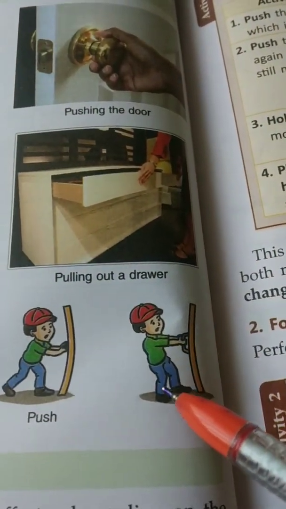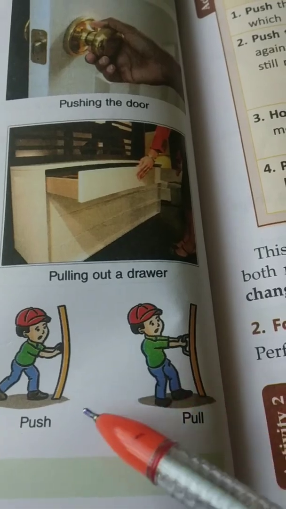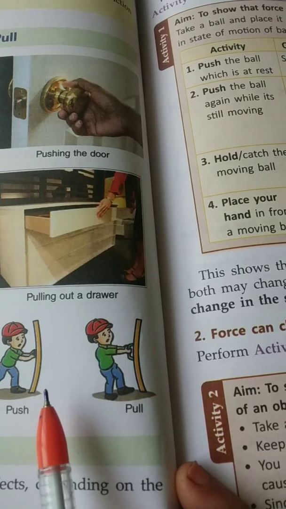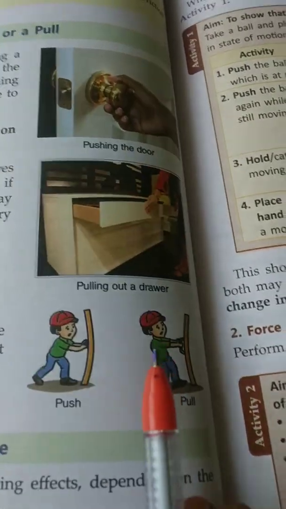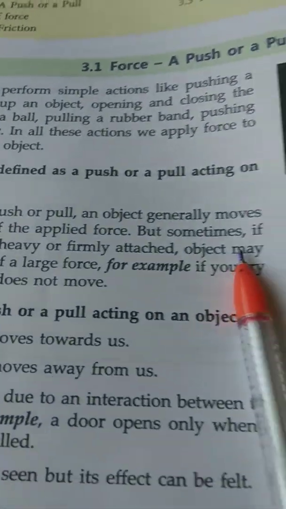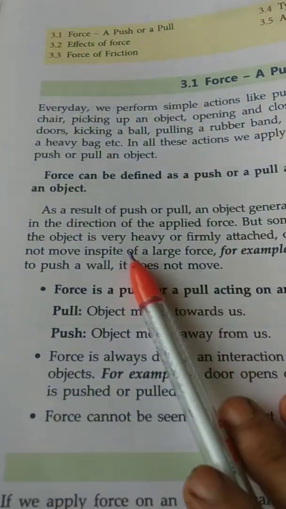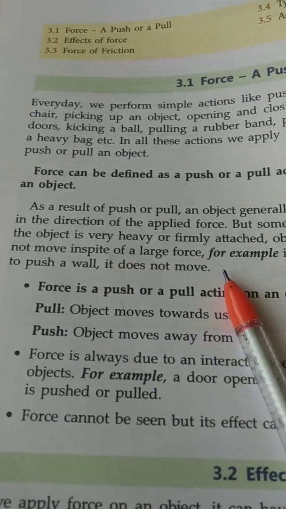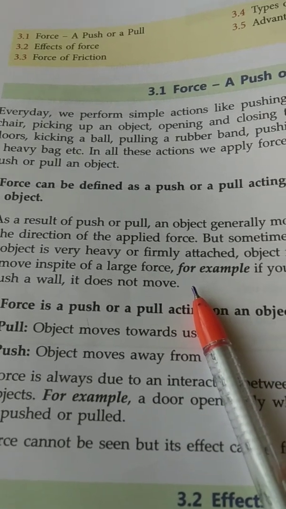Force can be defined as a push or pull acting on an object. As a result of push or pull, our object generally moves in the direction of the applied force. But sometimes, if the object is very heavy or firmly attached, the object may not move in spite of a large force. If we try to push the wall to change its position, then it is not possible for us.